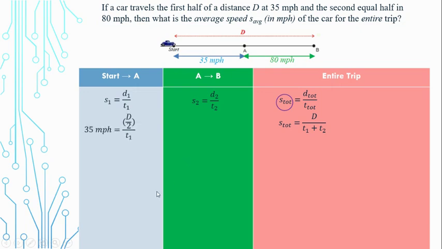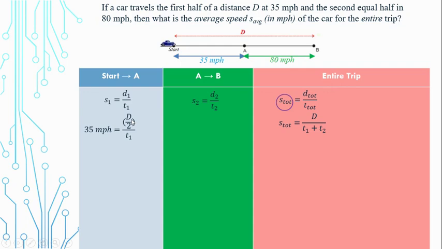So in the first column, I know I can replace speed for the first leg with 35 miles per hour because it said so. Now you notice here D1. I don't know what D1 is, but what I do know is that it's half of the total distance. The total distance is capital D, and in this problem, it specifically states it's equal halves. So I can take that distance and divide it by 2, and that's what I replace it with. So I don't know what D1 is.